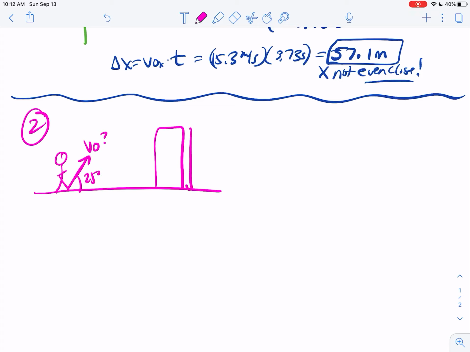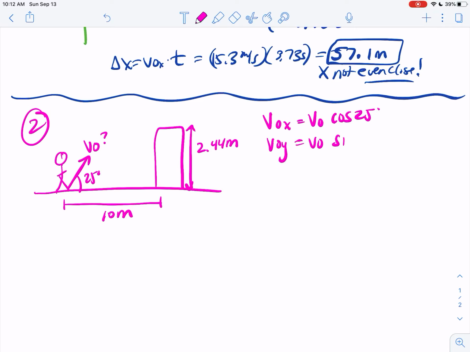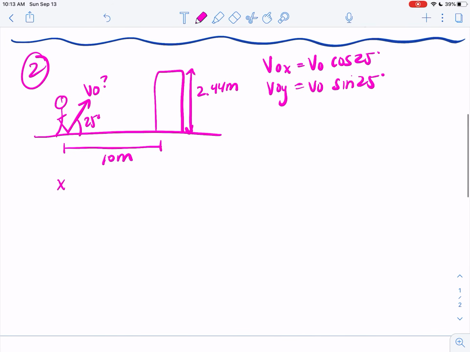25. Okay, the goal is 2.44 meters high, and the guy is 10 meters away from the goal. What is the initial speed of the soccer ball? Ugh, brother. Okay, so we don't know these components, but we can just write them like this, because I know they're going to look like this. I just don't know what number to put in for the V naught, because that's what I'm going to solve for. Okay, all right, so we don't really know what to do, so we just trudge on.